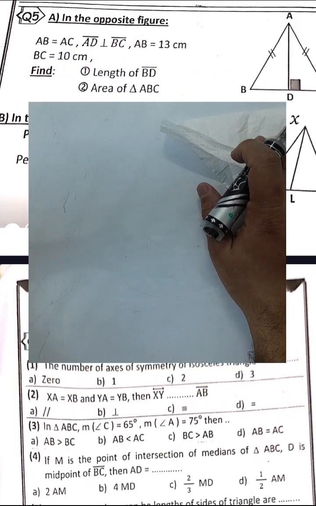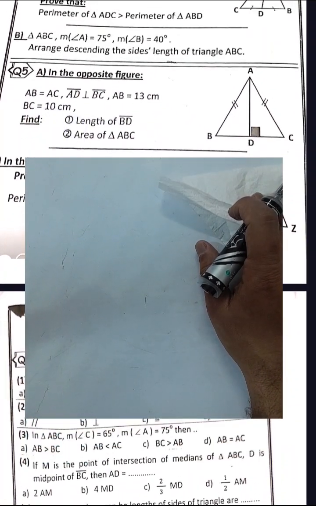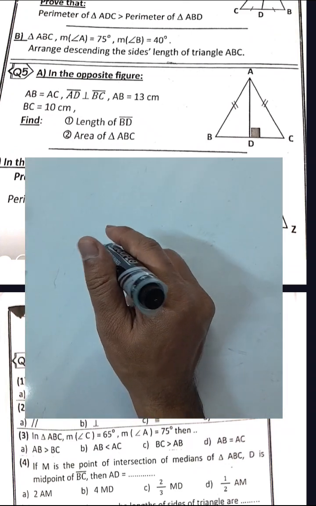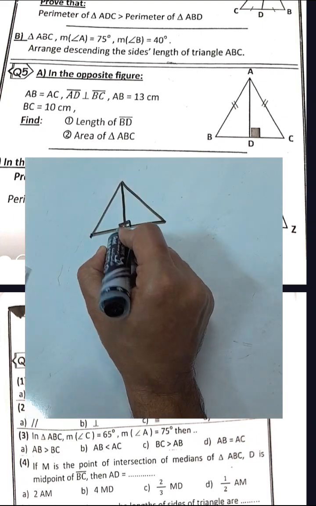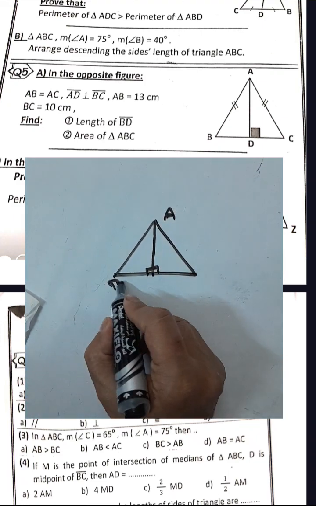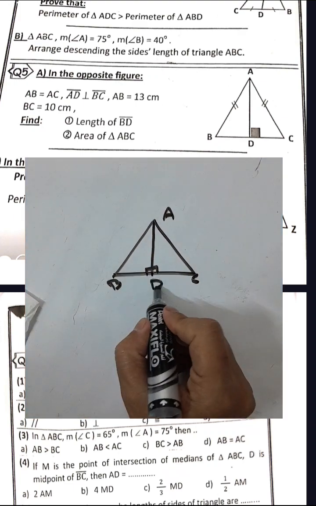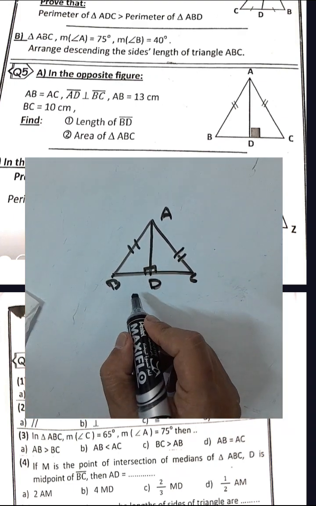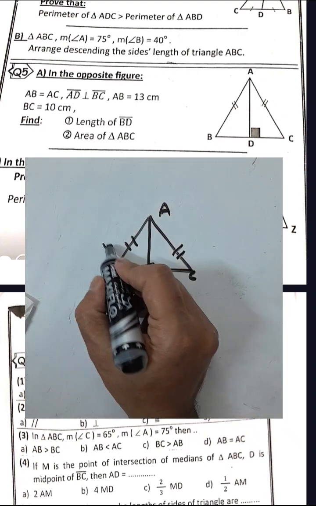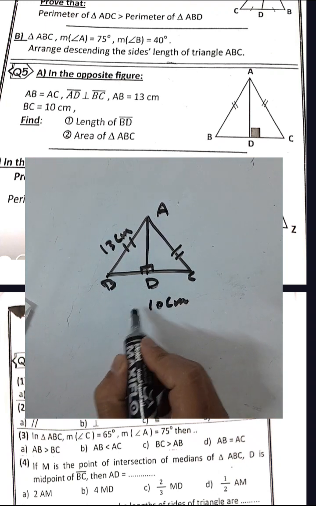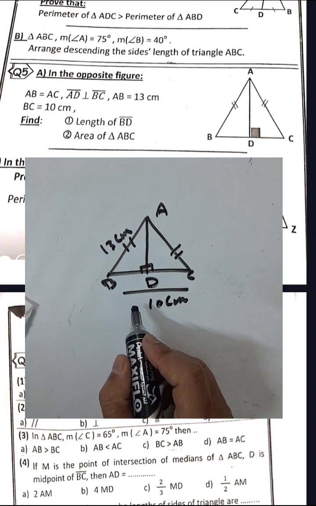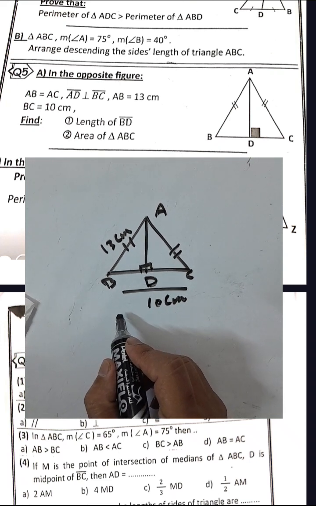Okay. Next question. We have a triangle here. We have A, B and C, and we have the equality. He gives us AB equals 13 centimeters and BC 10 centimeters. Okay, he wants us to find the length of BD.